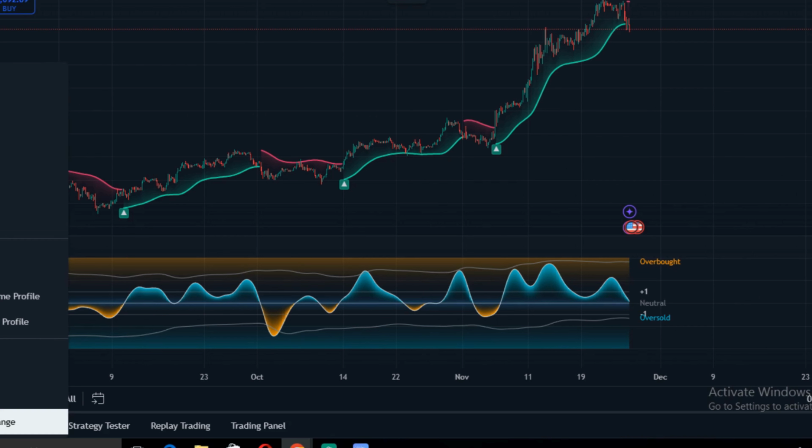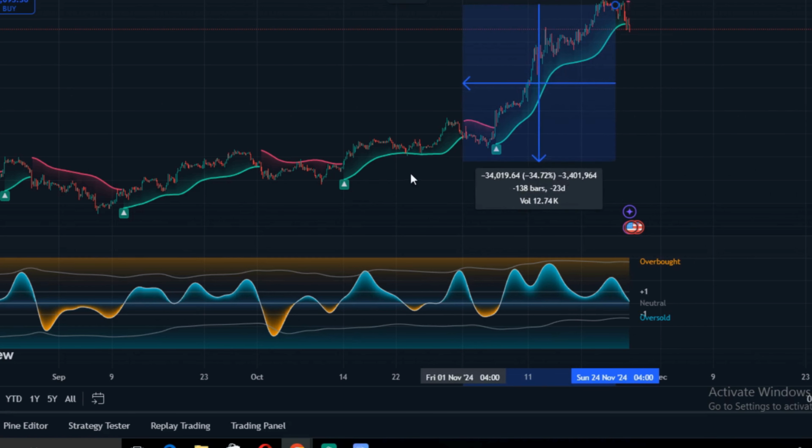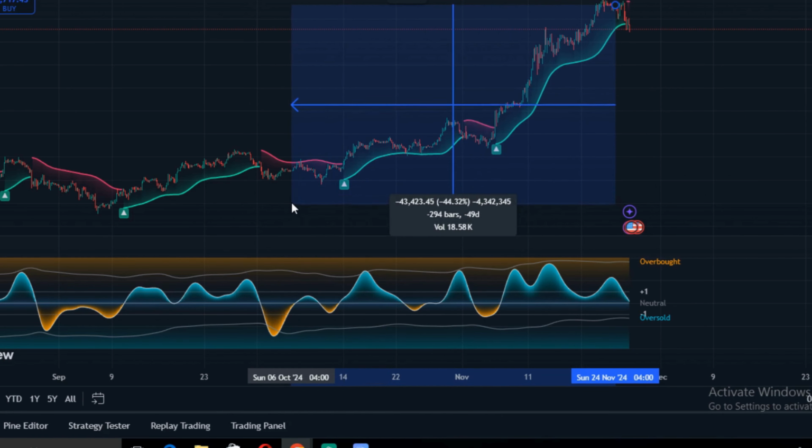Even complex markets can feel predictable. From spotting reversals to aligning with strong momentum, this tool equips you to trade smarter, not harder.